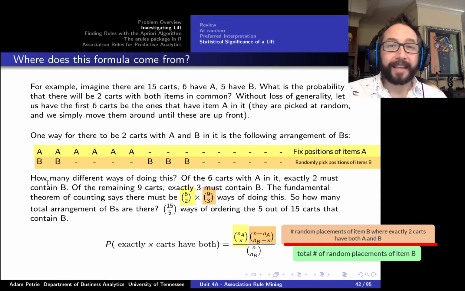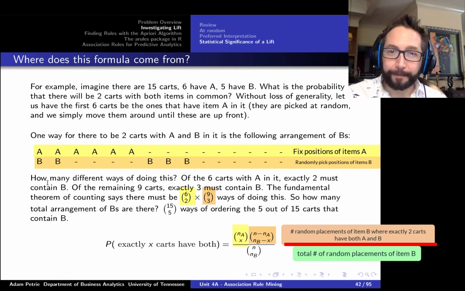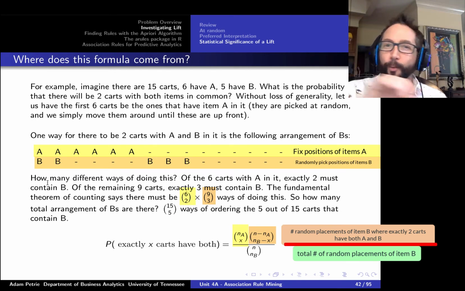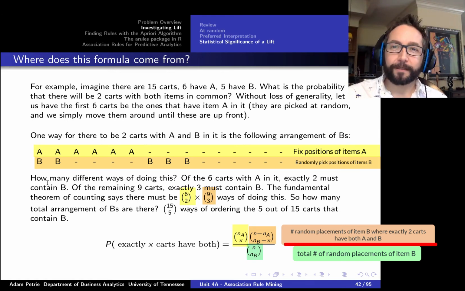We just need to divide that by some denominator. Since we're imagining that the shoppers are picking items at random, so which carts have item B are completely random, we just need to divide by the total number of configurations of how we can place 5 item Bs among those 15 carts. So 15 choose 6.